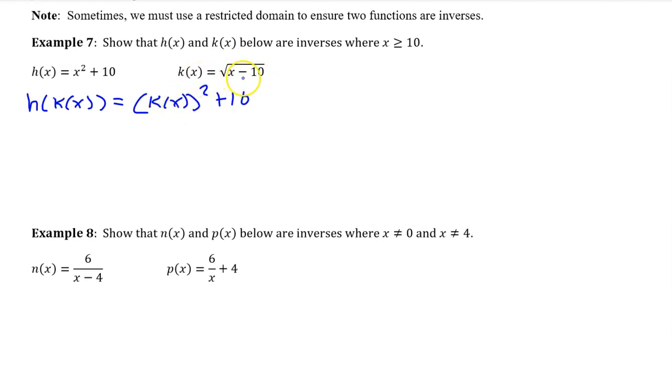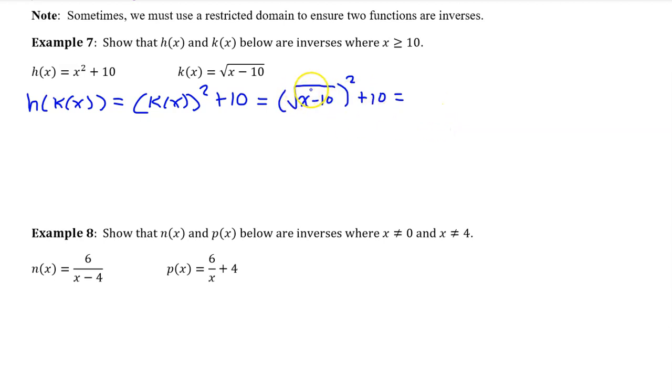But k of x is this radical expression. So we rewrite the square root of x minus 10 squared plus 10. On the next step, the radical and the exponent will cancel each other out, and then we can cancel out the tens. But one more time, let me emphasize that you cannot do this all in one step. Do not go, oh look, these will cancel, and then the tens will cancel, so you just get x. You have to show each step separately to show the order.